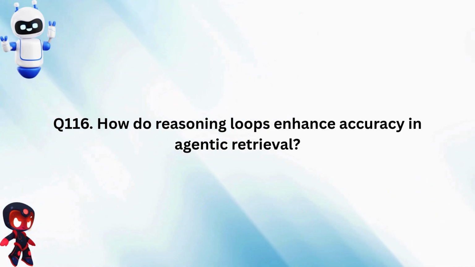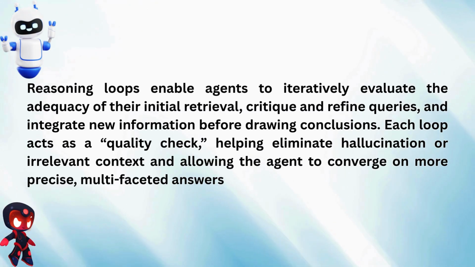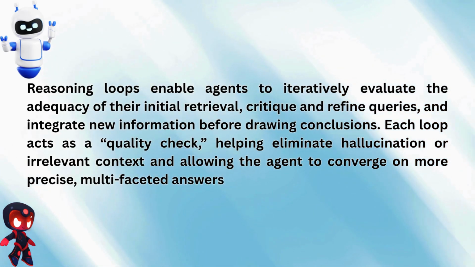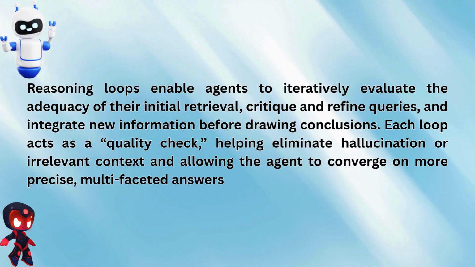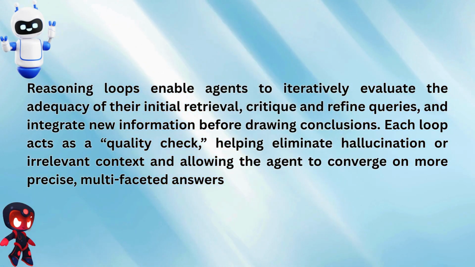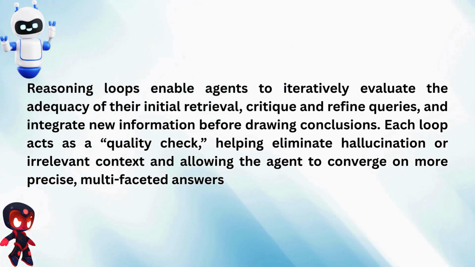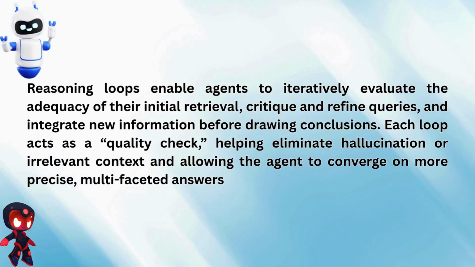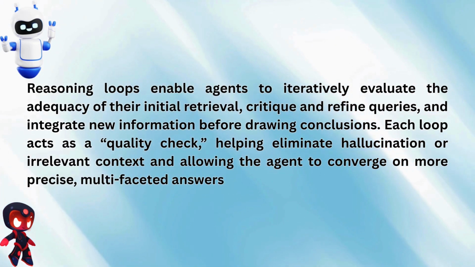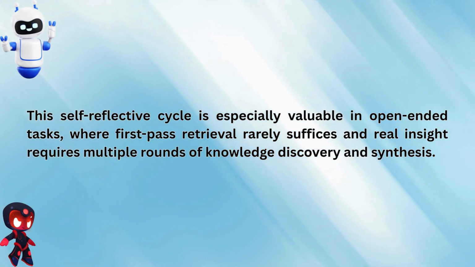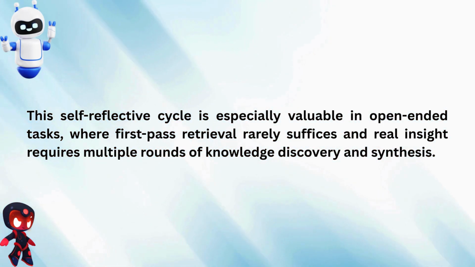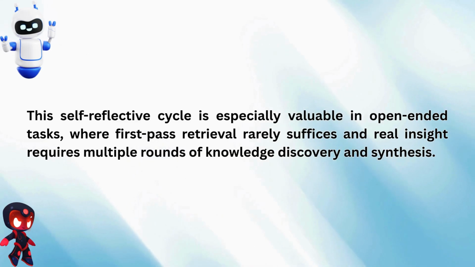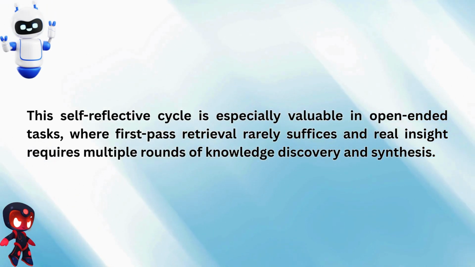How do reasoning loops enhance accuracy in agentic retrieval? Reasoning loops enable agents to iteratively evaluate the adequacy of their initial retrieval, critique and refine queries, and integrate new information before drawing conclusions. Each loop acts as a quality check, helping eliminate hallucination or irrelevant context, and allowing the agent to converge on more precise, multifaceted answers. This self-reflective cycle is especially valuable in open-ended tasks, where first-pass retrieval rarely suffices and real insight requires multiple rounds of knowledge discovery and synthesis.